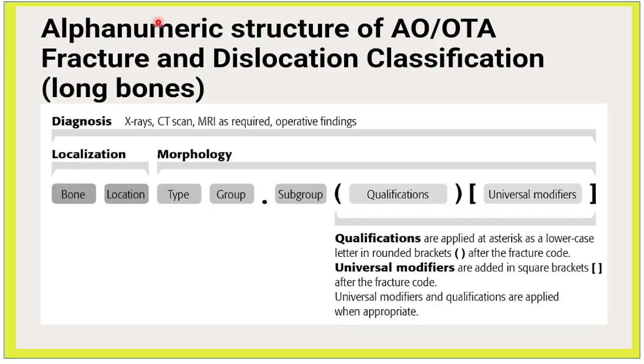So coming to the alphanumeric structure of AO or OTA fracture and dislocation classification of long bones. This will be diagnosed by X-ray, CT, MRI as required. Based on the localization, first is the bone, then comes your location. Based on the morphology, first comes your type, then group, then subgroup, and next are the qualifiers or qualifications, and next are the universal modifiers. So qualifications will be applied in the rounded brackets, and universal modifiers will be added in the square brackets. This is how you will be categorizing the classifications according to AO or OTA fracture and dislocation classifications for long bones.